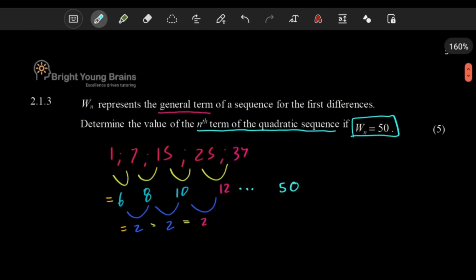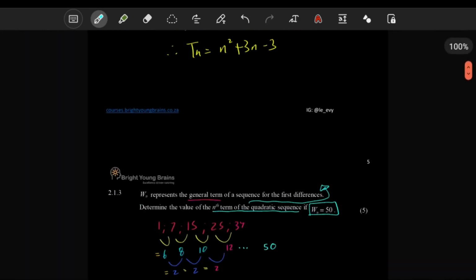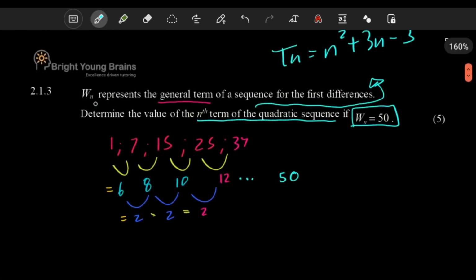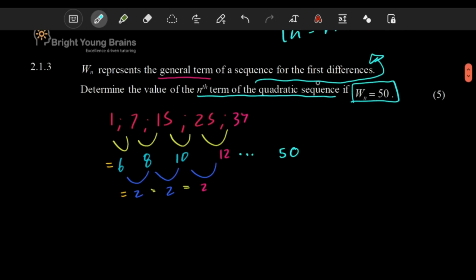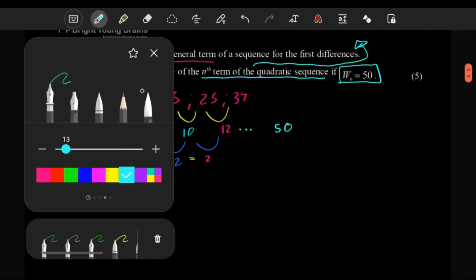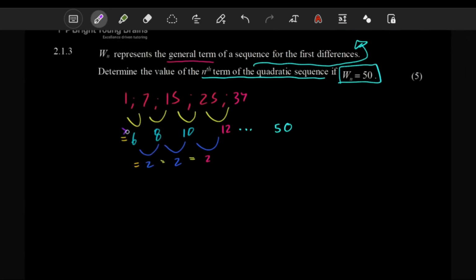Let me repeat. The nth term of our quadratic number pattern is just Tn is equal to n squared plus 3n minus 3. We have gotten the quadratic number pattern formula. They say here the general term of a sequence for the first differences is represented by Wn. So our sequence of first differences, we know that it is always an arithmetic sequence.